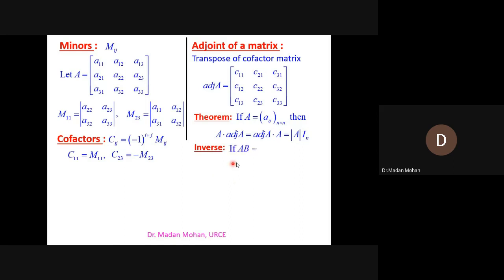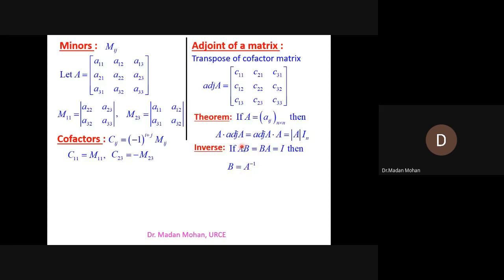Inverse. If AB equal to BA equal to I, suppose I have two matrices whose product in either order is the same and the result is I, then this B is called the inverse of A. Just like x into 1 by x equal to 1, where 1 by x means the inverse of x with respect to multiplication. We denote it like this and read it as inverse of A.